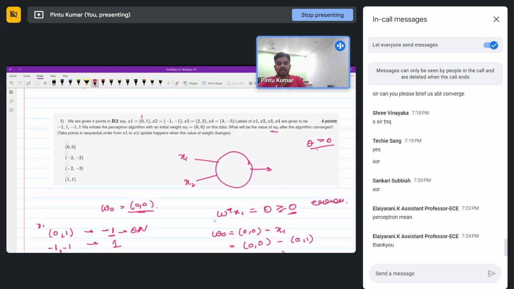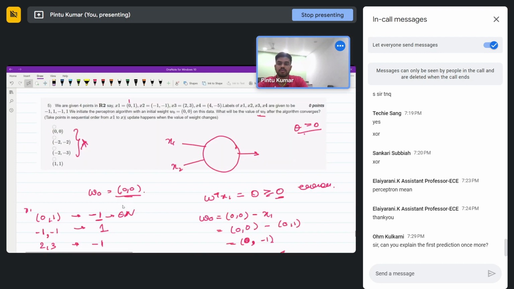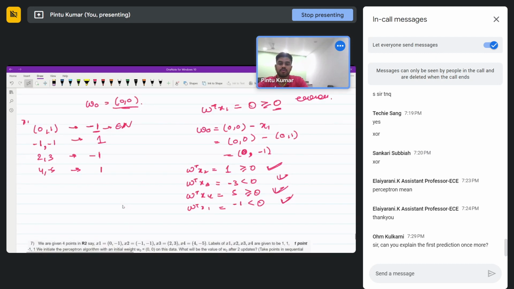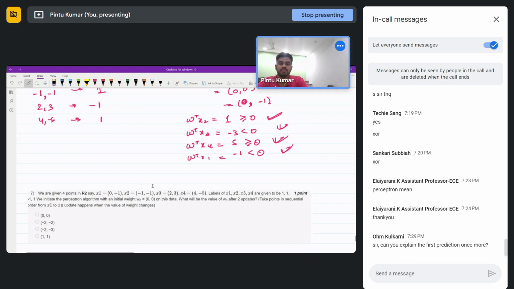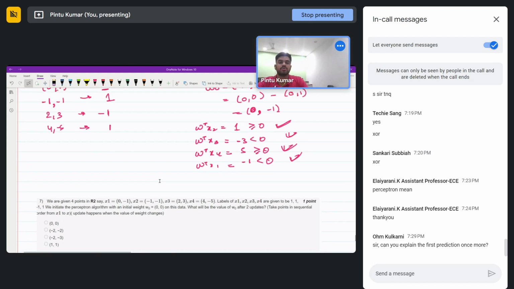I tried solving it initially also, and the options don't match from here, but the correct answer is that the value of W will be 0 comma -1.